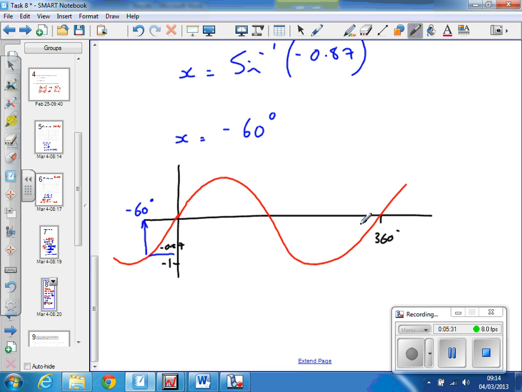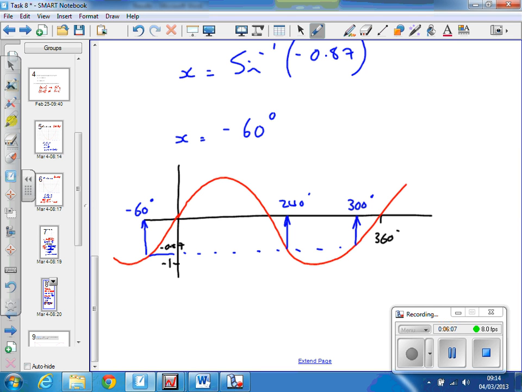Well, the symmetry between here and here, say, this point, that's minus 60 back from there. So the first one is going to be 60 back from 360, which is 300 degrees. The next one, which is this one, will be 180 plus 60, which is 240. So you just got to rely on the symmetry of the thing, and that will then give you your values for x.